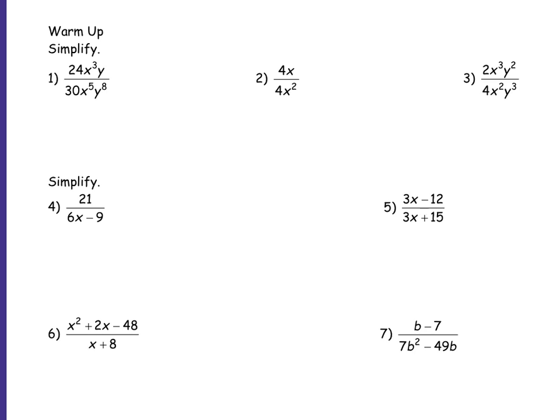And on the first 7 problems, all we're doing is factoring. So what goes into 24 and 30 is 6. So that simplifies the top to 4 and the bottom to 5. The x's will stay on the bottom with an x squared, 1 y on top, 8 on the bottom, so I'll have 7 left on the bottom, so I'll have 4 over 5x squared y to the 7th.